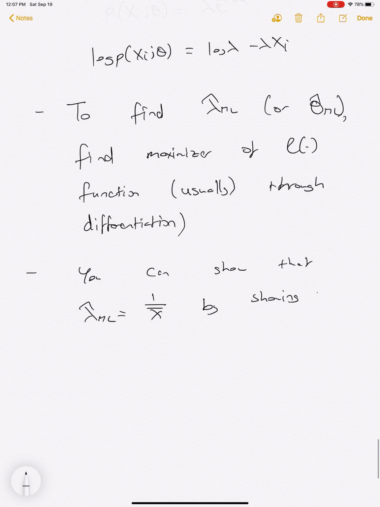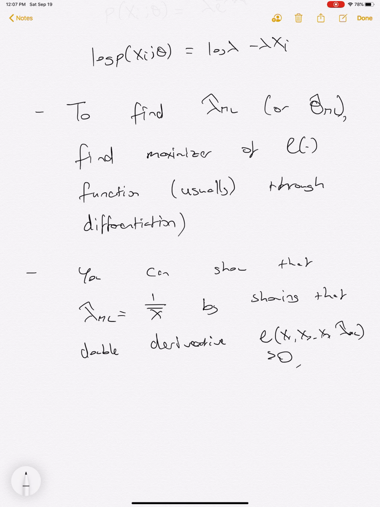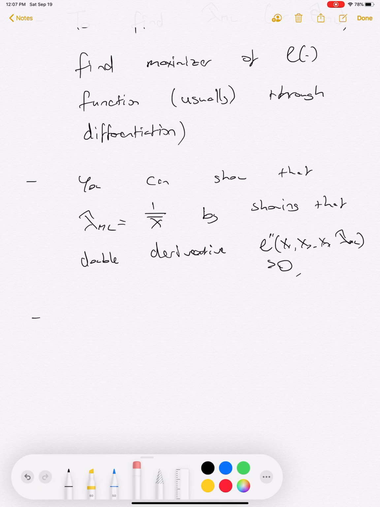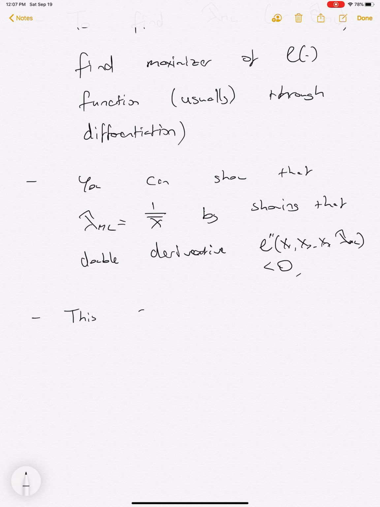By showing that the double derivative of L of x1, x2, and so on at lambda hat ML, you can actually show that this is bigger than 0. So I'll use the notation L prime prime. That should be less than 0, not bigger than 0. This shows that lambda hat ML is a maximizer.